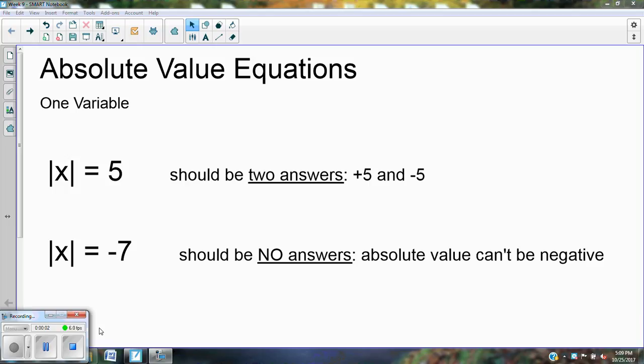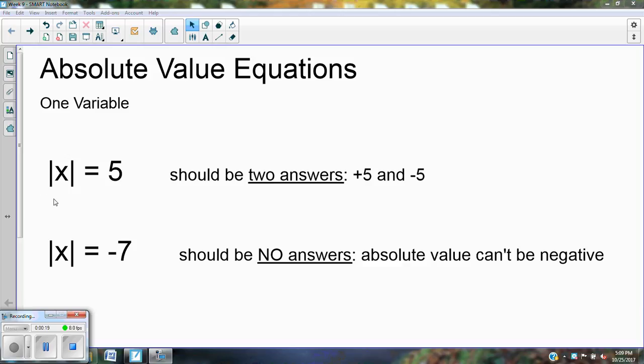Right, for week 9, we are looking at absolute value equations. We are also going to look at absolute value inequalities. We're going to do them separately, and we're going to focus first on just one variable, then we'll work up into 2. So let's get started here.